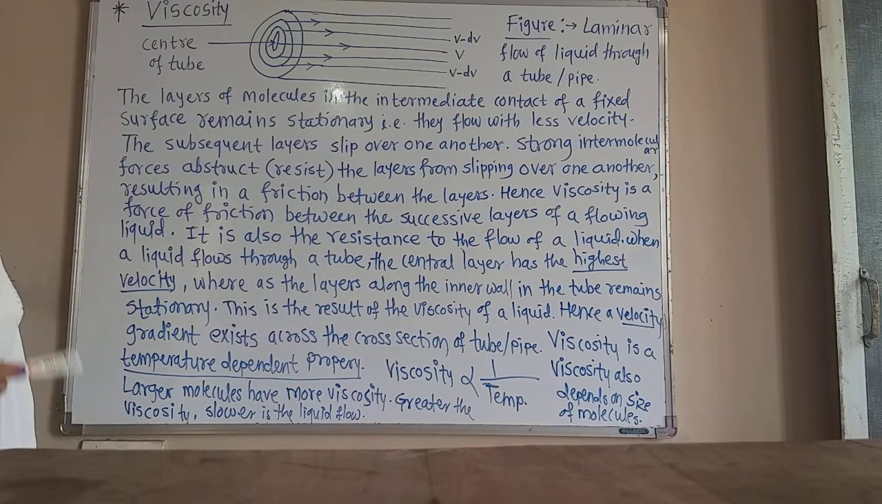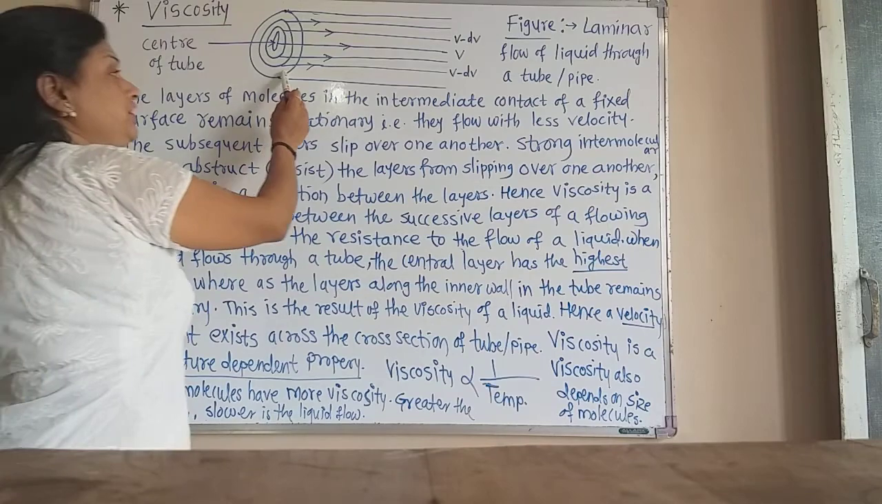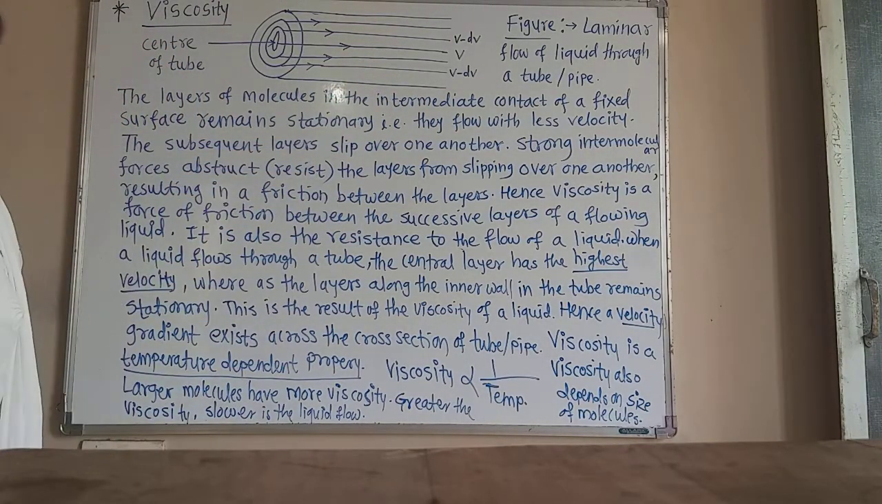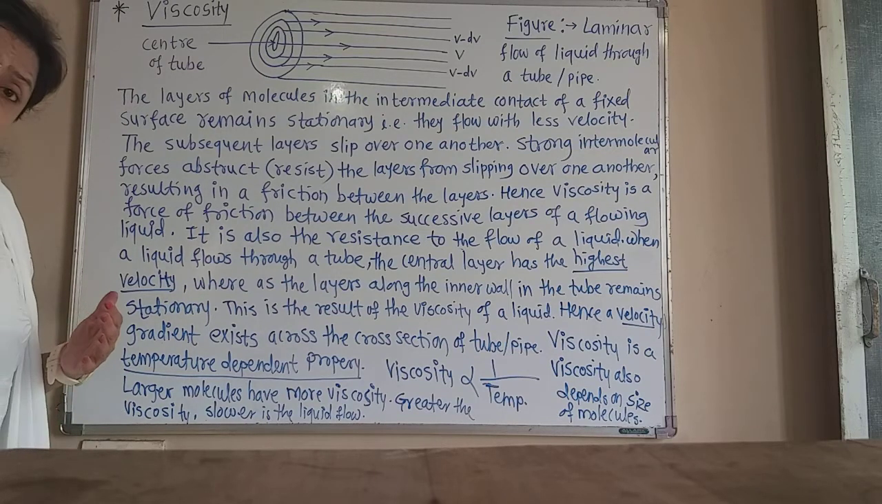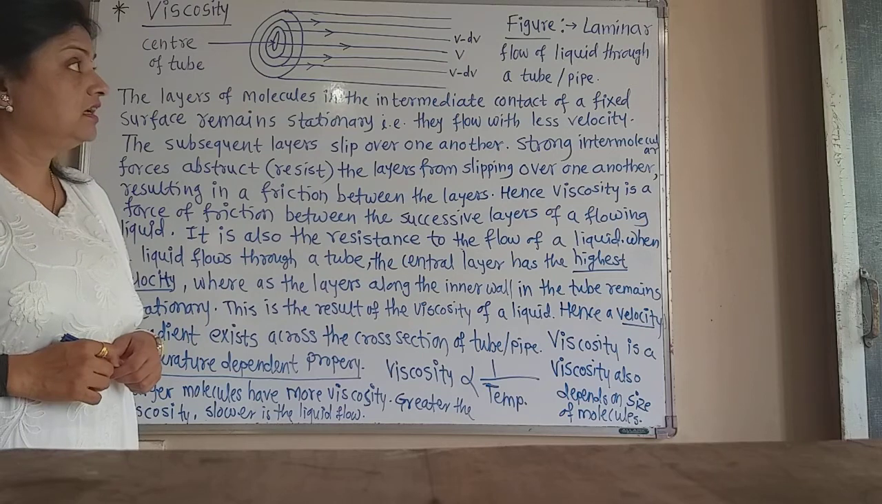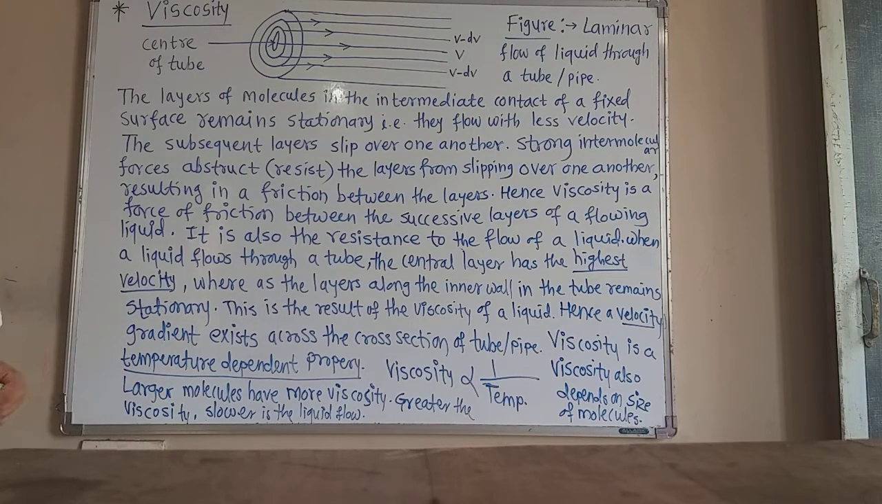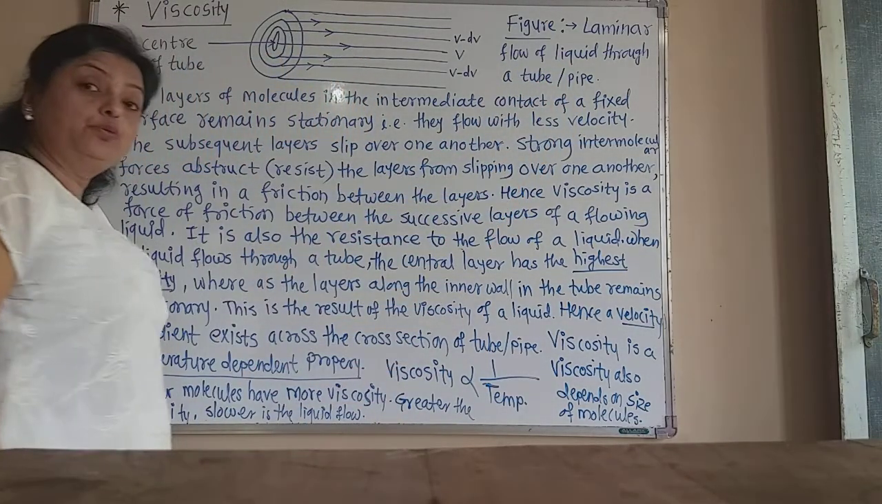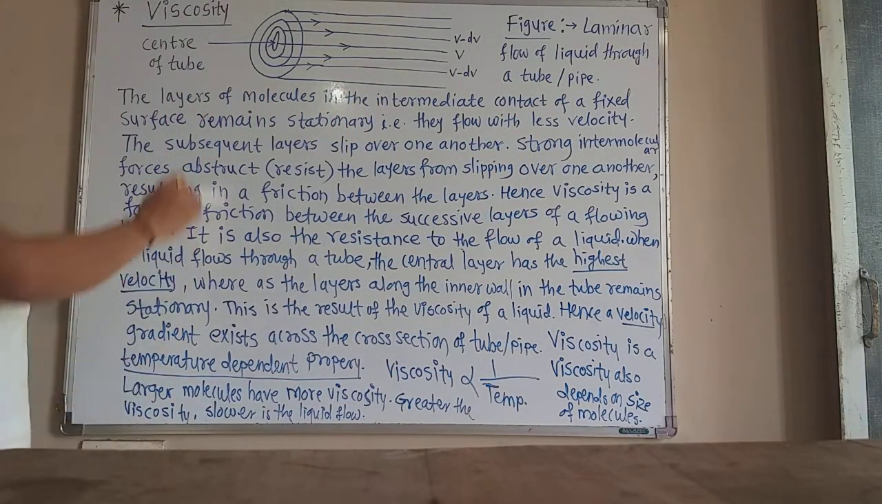That means the layers nearest to, or just attached to, the wall of the pipe have very little velocity. That means they are the stationary layers. Now this is the figure of laminar flow of liquid through a tube or pipe. See here the figure, laminar flow of liquid through a tube or pipe. This is the center of the tube.